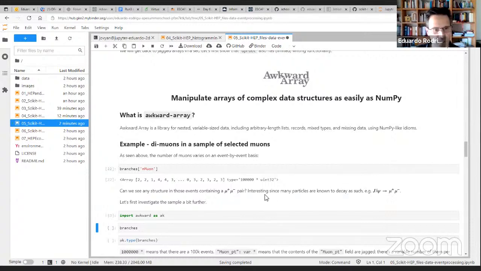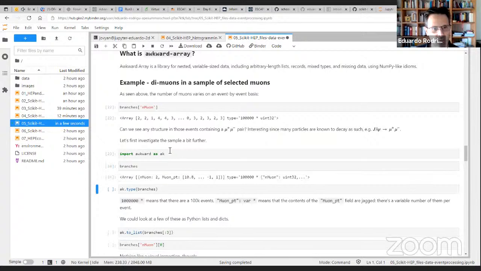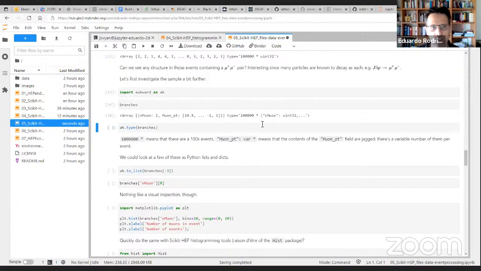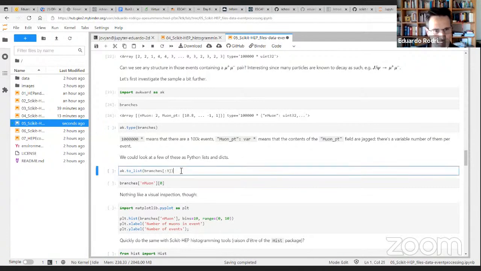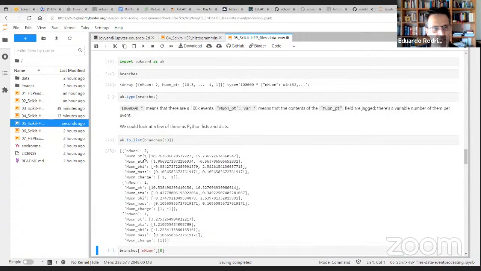So let me import Awkward again. Typically we do it in a short way, as NumPy and so on. So import awkward as ak. A reminder of those variables. Remember, you had mu1, the mu1 PT, and a bunch of others that we have seen before. I already went ahead of myself, mentioning that var means that the field is jagged, so we have a variable number per entry. We could have a look at those. Let's check the first 3 events.